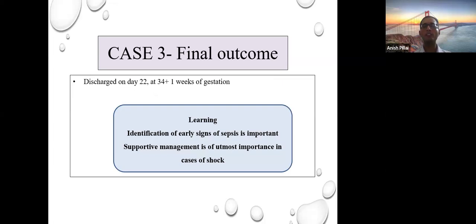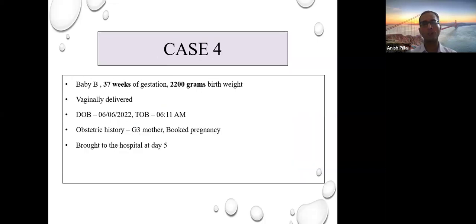So the learning was that identification of early signs is important. Supportive management is important in shock. So you need to have a holistic approach. You need to see all other organs.